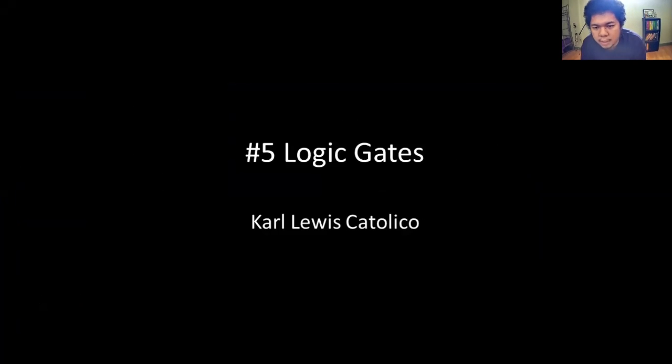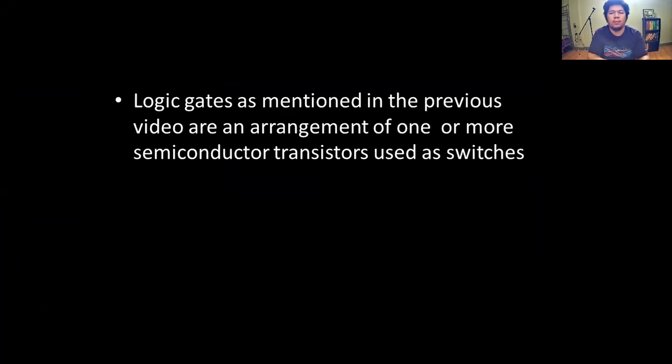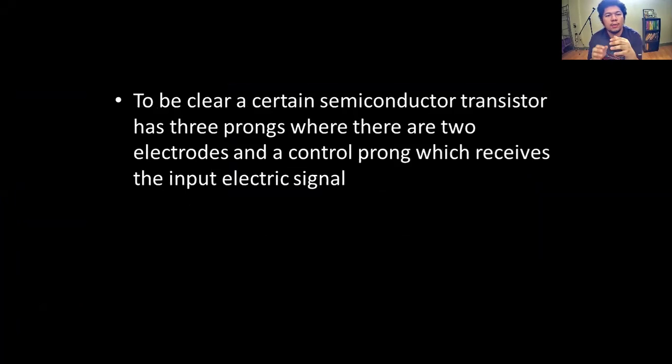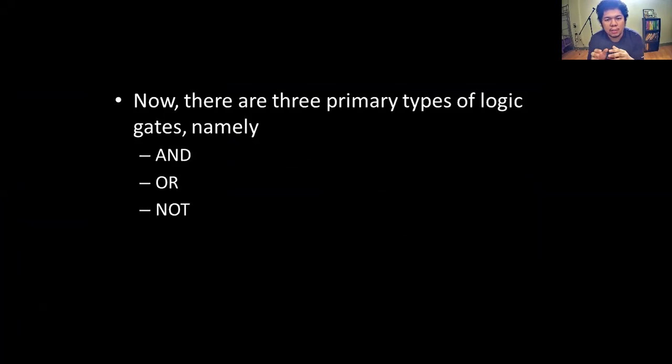In this video, we're going to discuss logic gates. Logic gates, as mentioned in the previous video, are an arrangement of one or more semiconductor transistors used as switches. To be clear, a certain semiconductor transistor has three prongs, where there are two electrodes and a control prong which receives the input electric signal. Namely, there are three primary types of logic gates, namely AND, OR, and NOT.